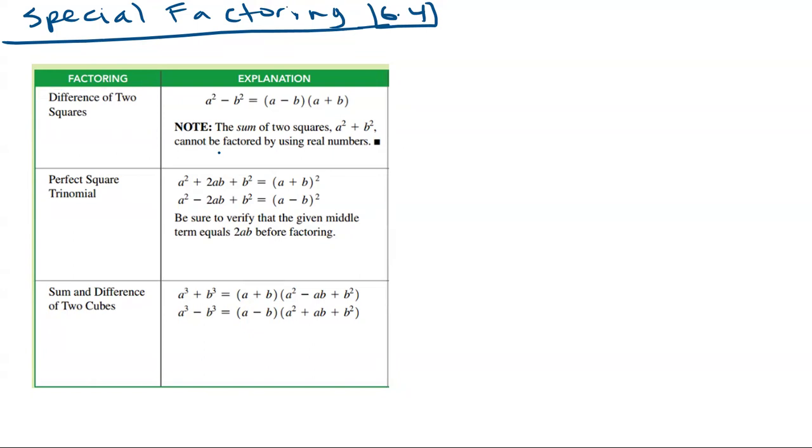All right, so the difference of two squares says if you have a squared minus b squared, then you can break it down to a minus b times a plus b. Okay, so a minus b times a plus b. So for example, if I had say y squared minus 49, I can rewrite this as y squared minus 7 squared.